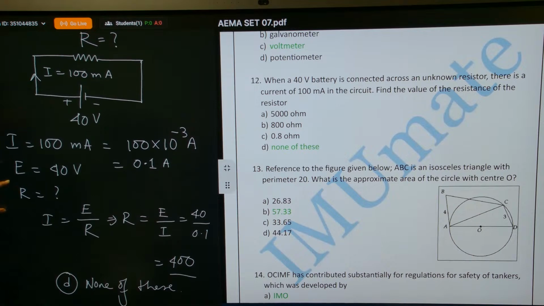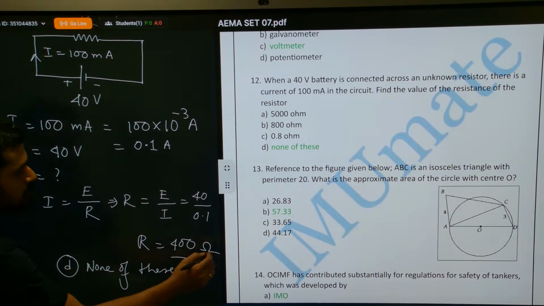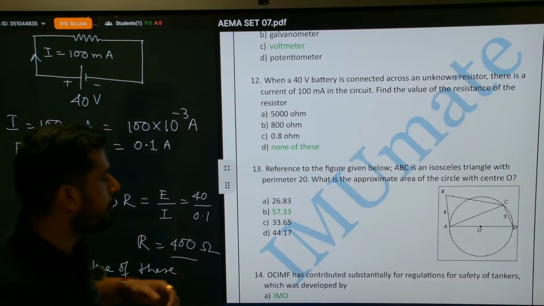See, as the resistance is so high, 400 ohm, that's why the current is reduced to milliampere range. If it were 10 ohm, 12 to 20 ohm, it would be in ampere range. Okay.